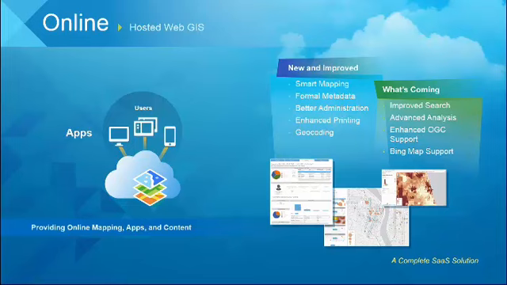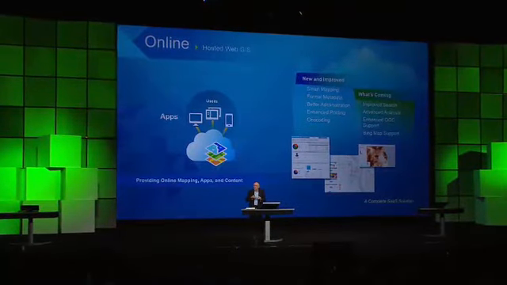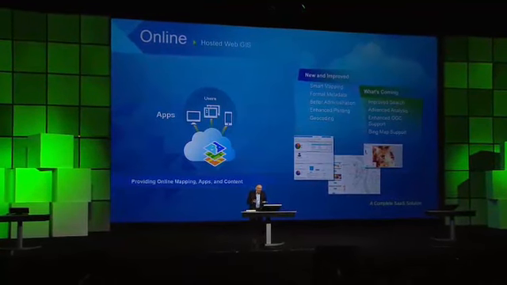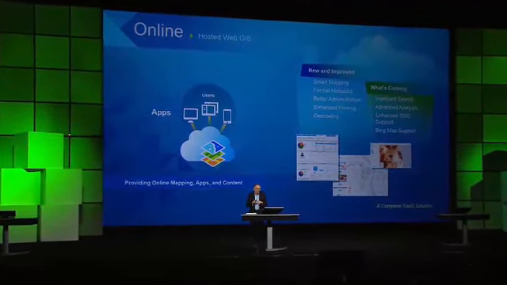The fourth component of this system is ArcGIS Online. This is the complete hosted GIS in the cloud, supporting mapping and apps, and again, you've become familiar with some aspects of it already. Here again, smart mapping and formal metadata have been added, and better administration, and again, high-performance geocoding. What's coming here is interesting. Improved search, so we can find each other's work more effectively. Advanced analytics, better support for OGC, and also recently Microsoft decided to provide Bing map support in that environment.